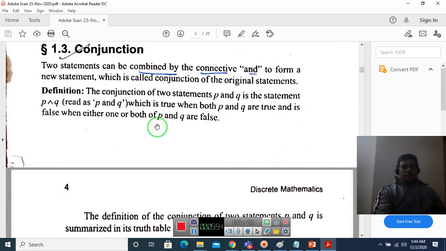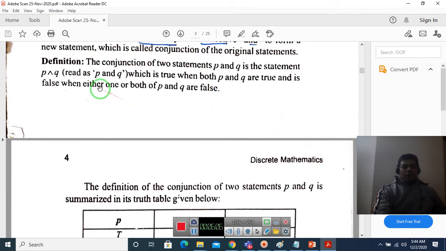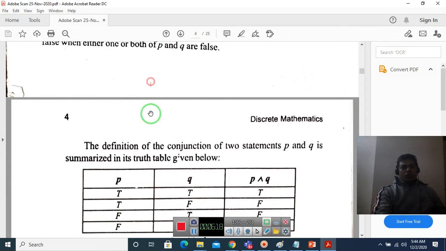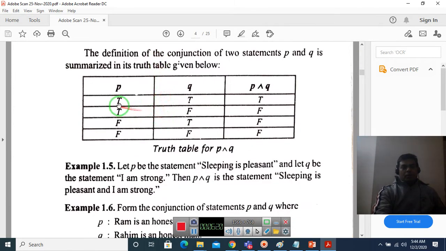The symbol we have already discussed, and now there is the conjunction. Two statements can be combined with connectives to form a new statement, which is called the conjunction of the original statements. The conjunction of two statements P and Q is the statement P ∧ Q, which is true when both P and Q are true, and false when either one of them is false. In the truth table, when both are true the result will be true, otherwise if any one is false, then the result will be false.